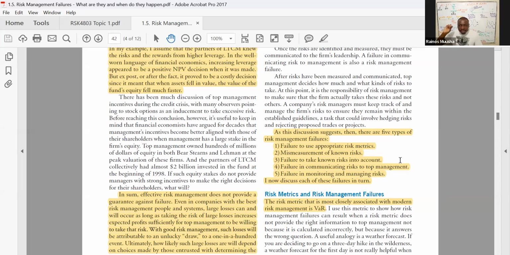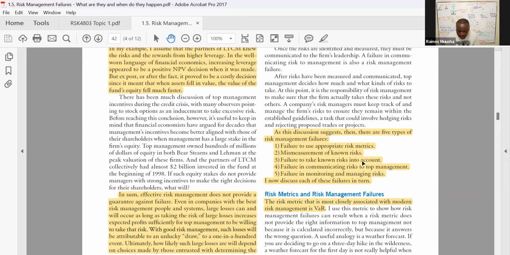I've seen this question coming up a lot of times, from a multiple choice question, true or false answer, or from a case study type of question where you are asked to discuss the roles and responsibilities of the risk manager, and over and above that, indicate where risk management failed. And how do you identify where risk management failed?